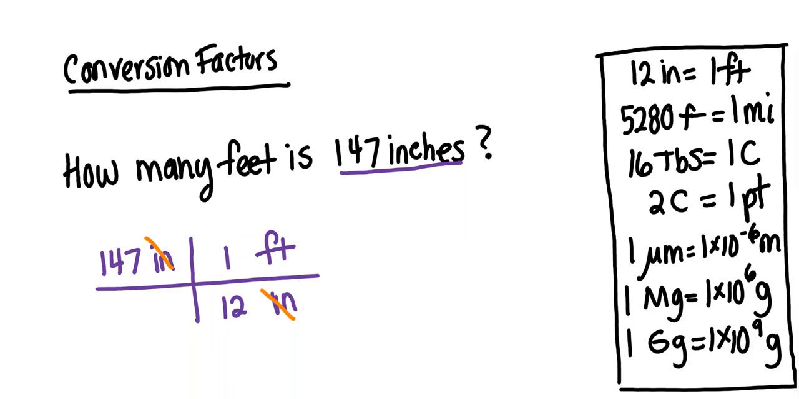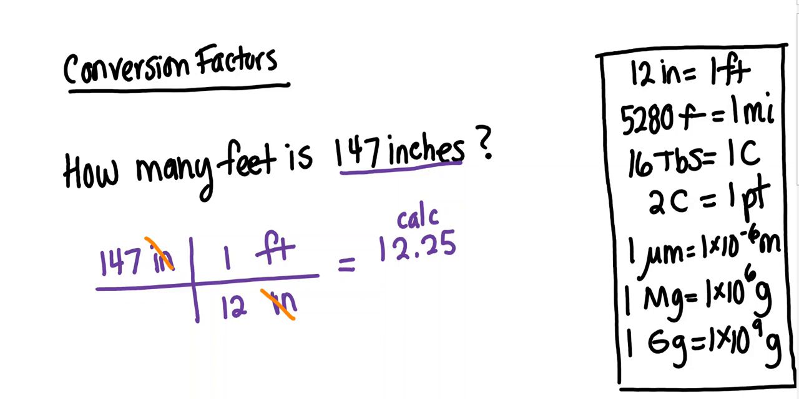And then when I enter this in my calculator, I multiply along the top and then divide the bottom. The 1 doesn't do anything. So basically I have 147 divided by 12. This is what my calculator gives me.